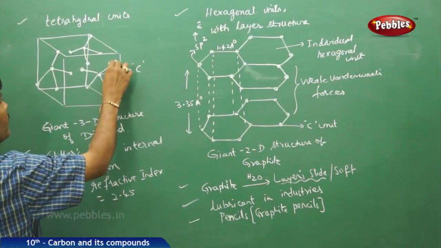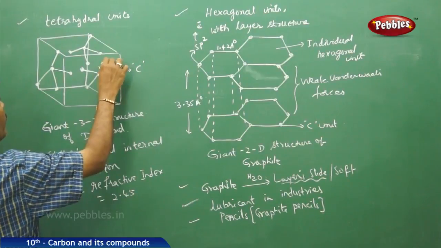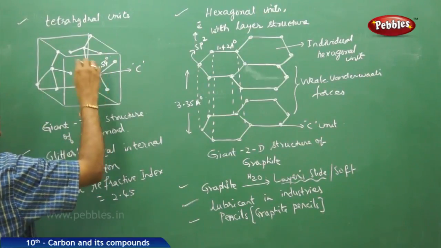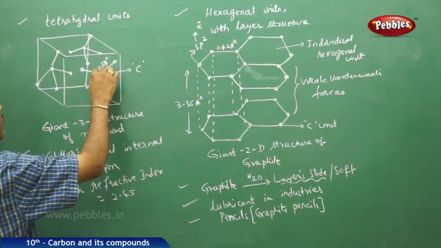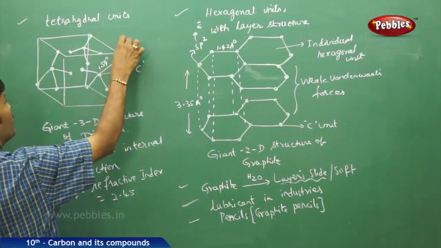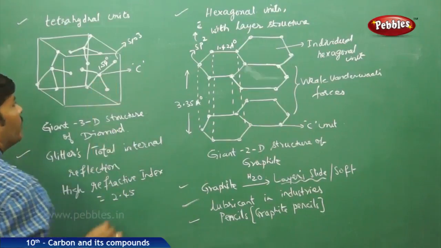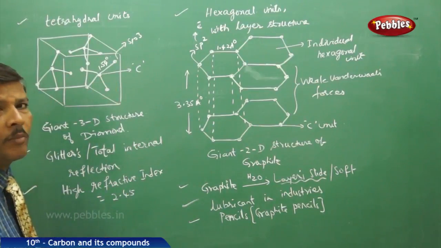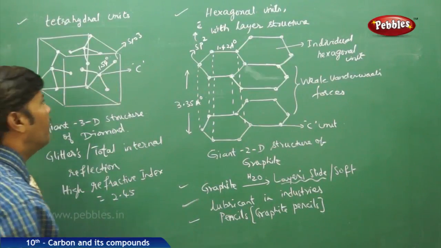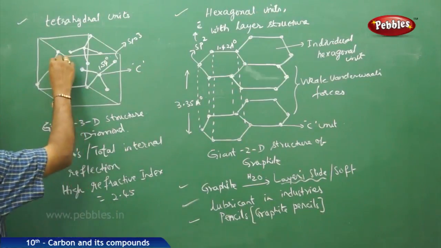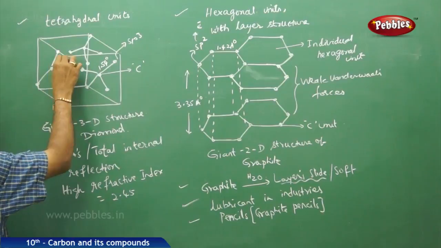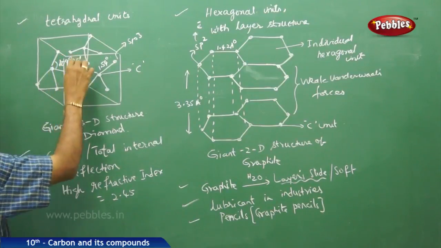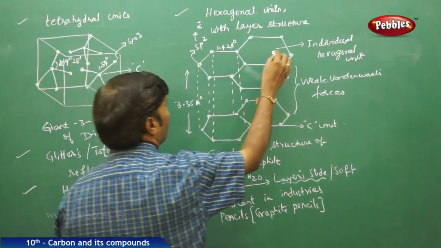Here the distance between the two carbons is around 1.54 angstroms, and this bond length is 1.54 angstroms, and each carbon in diamond undergoes sp3 hybridization. Here also, if you take the bond angle in diamond between adjacent carbons, the diamond bond angle is 109 degrees 28 minutes. Here the bond angle is between any two carbons.